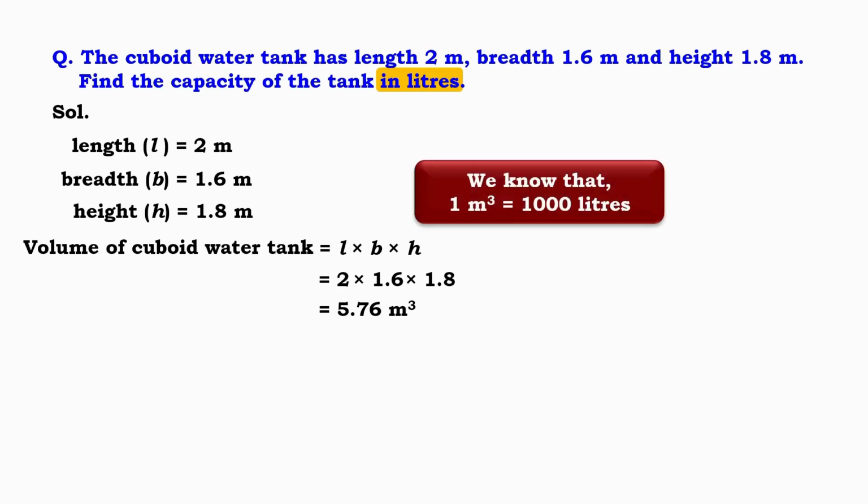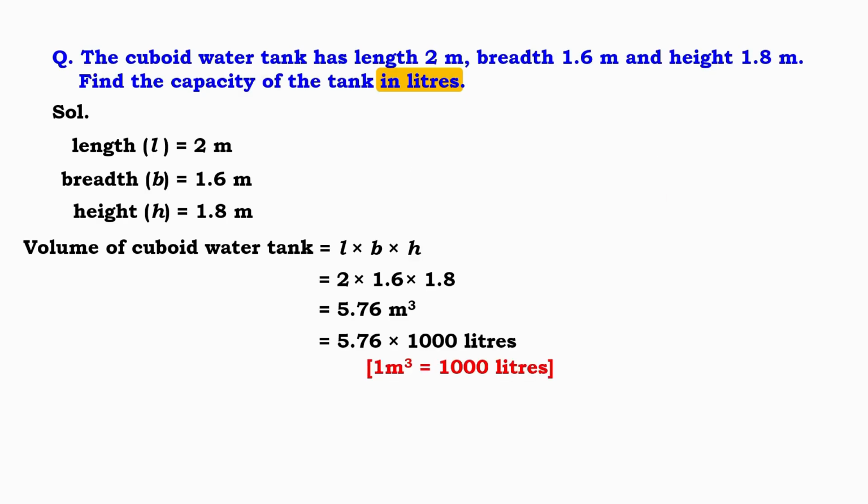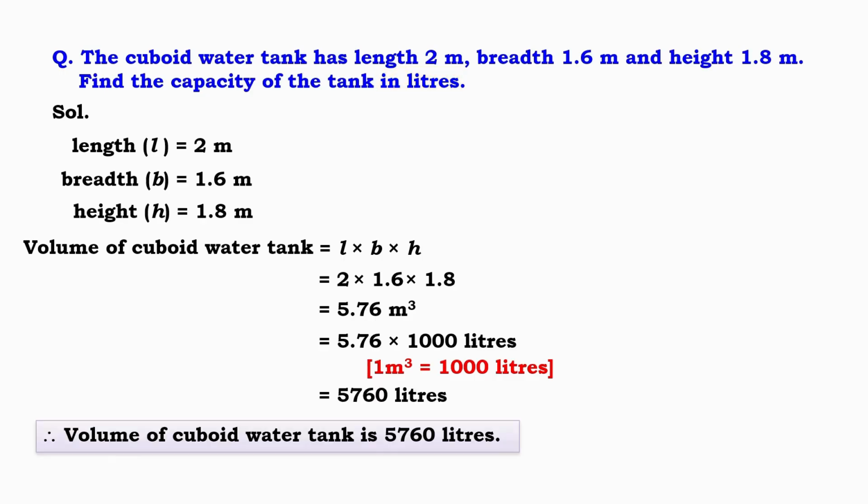Now one thing over here, they are asking the answer in terms of liters. If you write just 5.76 meter cube, then you will not get the full marks because they are asking the answer in liters. So we know that 1 meter cube is equal to 1000 liters. So we need to convert this unit into liters first. 5.76 into 1000 liters is equal to 5760 liters. So this is the answer. The volume of the cuboid water tank is 5,760 liters.